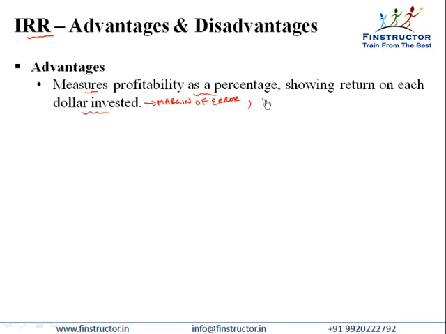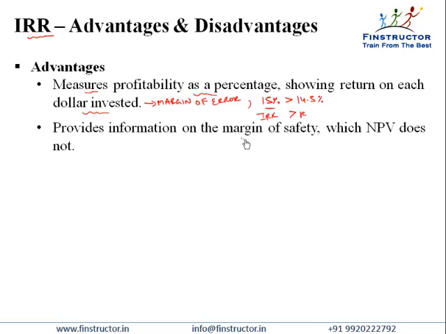So if the IRR comes out to be 15% and the cost of capital is 14.5%, then I know that yes, we are accepting the project because IRR is higher than the cost of capital, but it's higher only by 50 basis points or 0.5%. So I know that if my cash flow estimation goes wrong, then the project may have a negative NPV or it may not be viable. So it provides information on the margin of safety, which NPV does not, as discussed earlier.